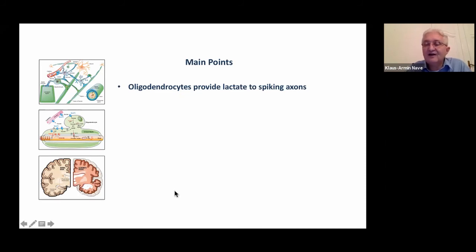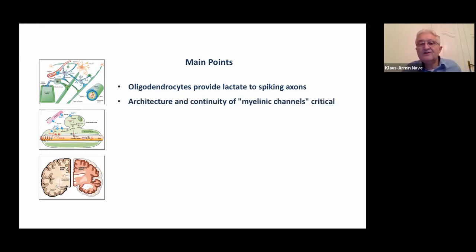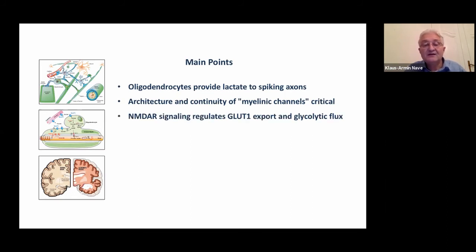Oligodendrocytes provide lactate to spiking axons. This has been seen by others as well in the meantime. I've shown you that the architecture, and specifically the continuity of the myelin channels, is critical for support. I mentioned the ALS in mice. Some of that support system is regulated by NMDA-type glutamate signaling. It's not worked out. We don't know how other receptor systems work.